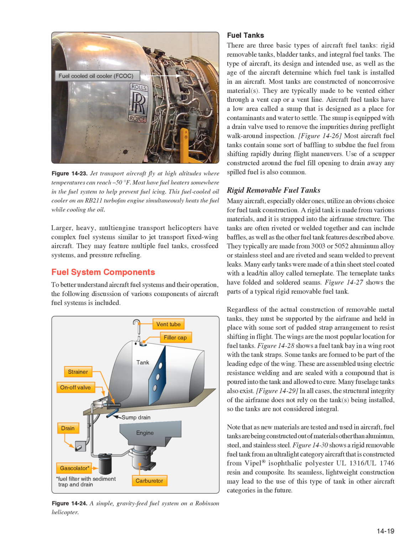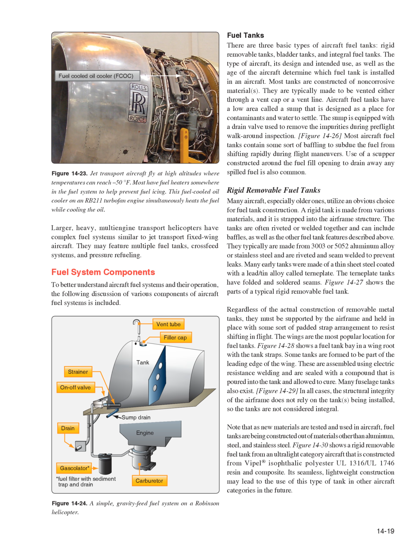The tanks are often riveted or welded together and can include baffles, as well as the other fuel tank features described above. They typically are made from 3003 or 5052 aluminum alloy or stainless steel and are riveted and seam welded to prevent leaks. Many early tanks were made of a thin sheet steel coated with a lead/tin alloy called terneplate. The terneplate tanks have folded and soldered seams.